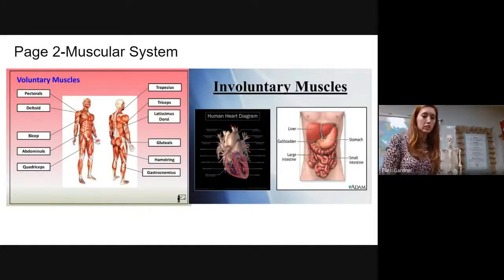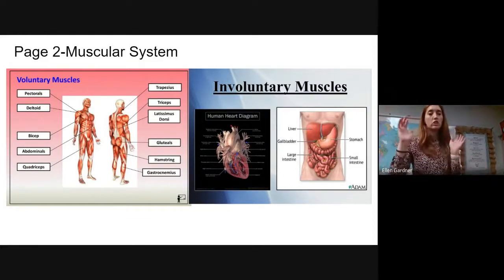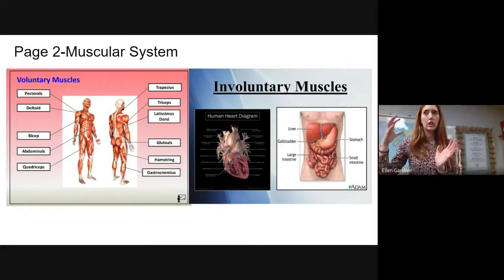Okay, so the muscular system. So as you can see, we've got voluntary muscles and involuntary muscles. By the way, this is just an overview. We'll go into more detail of the muscular system throughout the rest of the week, and then we'll cover the other systems in more depth later.